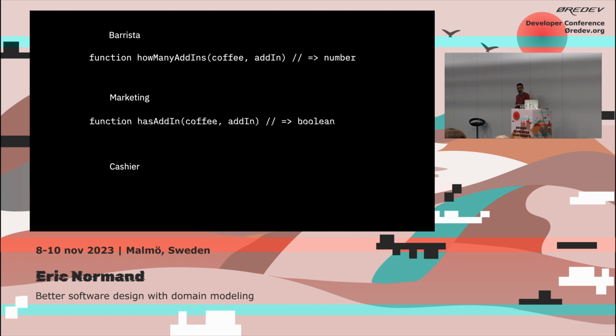And then we talk to the cashier, and they say, well, I'm going to have to tell the customer the price. So can you calculate the price for me? And this becomes, return a number from the coffee. I'm trying to keep it simple here and just go through these 3. You might have hundreds of these.